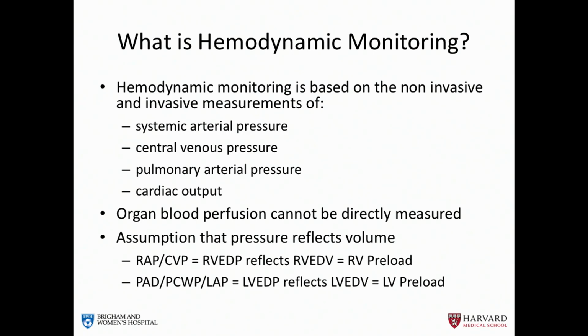The reason we strive for good hemodynamic monitoring is because we're really trying to sort out organ perfusion. And so far, we really do not have a way of directly measuring how well we're perfusing the vital organs. We also make some assumptions, most importantly that pressure reflects volume. And you can see a number of aspects of that here where we talk about right ventricular preload and left ventricular preload.